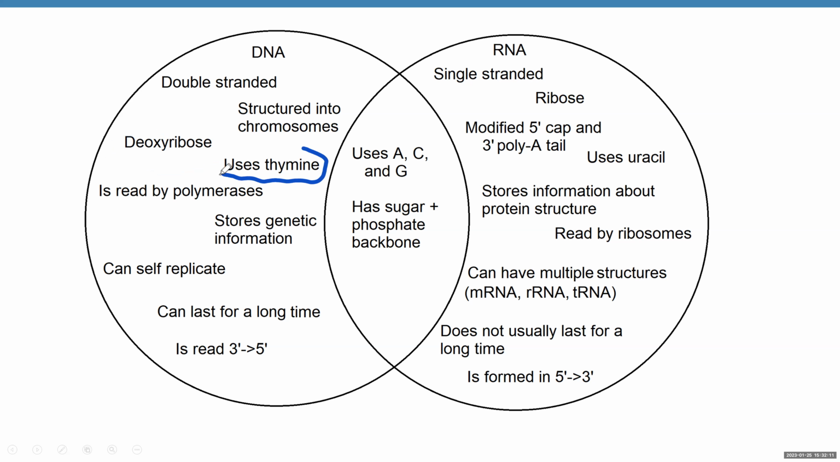DNA uses T, thymine, while RNA uses uracil. Then another important structure: DNA is in the chromosome. It's a structure in the chromosome. It stores genetic information.